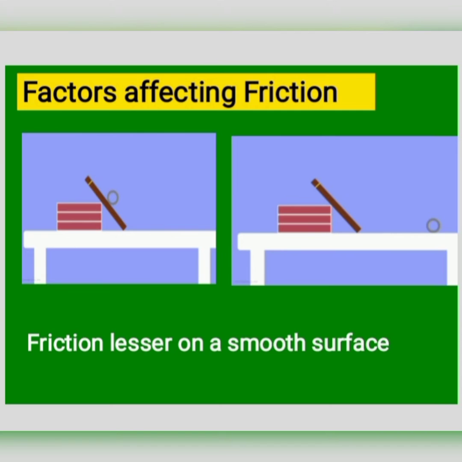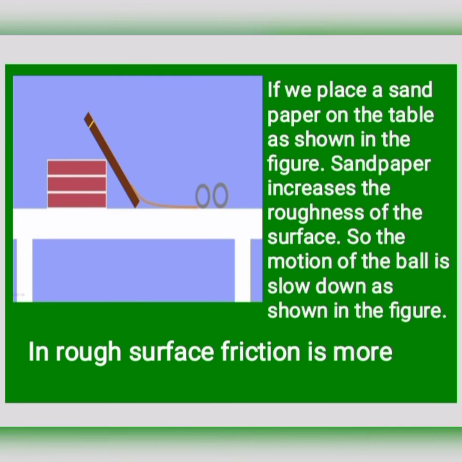Note down the distance. Then place a sandpaper over the table, repeat the same activity, and note down the distance traveled by the ball in this case. You can observe that the ball traveled more distance on the smooth surface. So we can say that on a smooth surface the friction is less, but on a rough surface the friction is more.